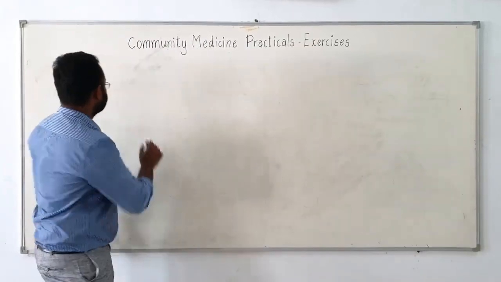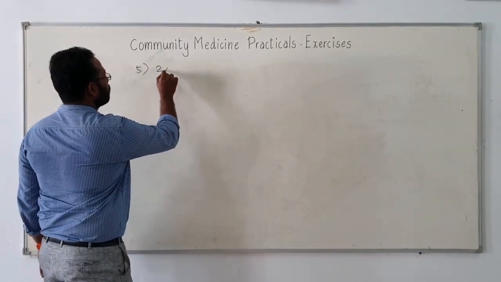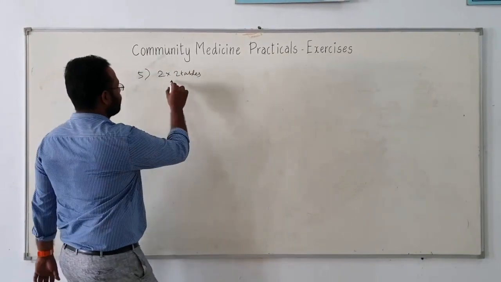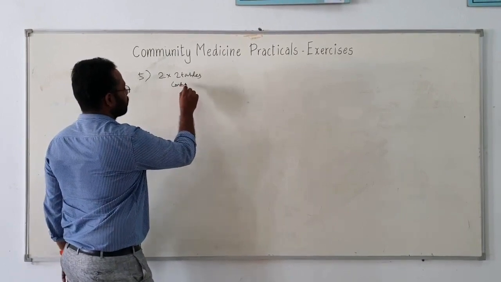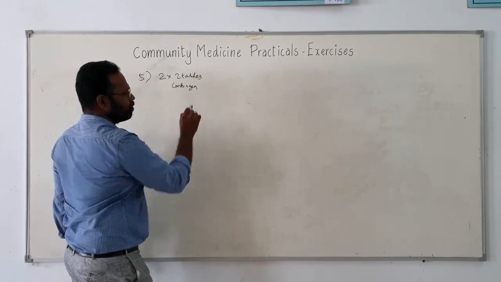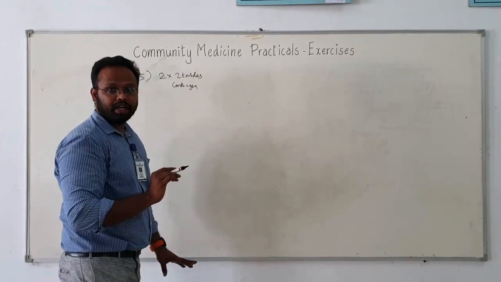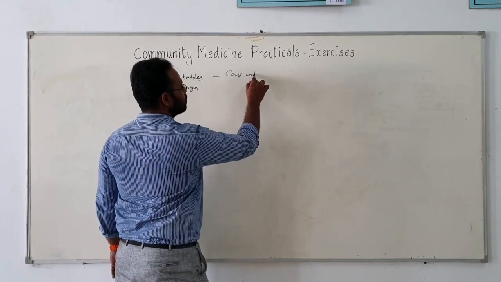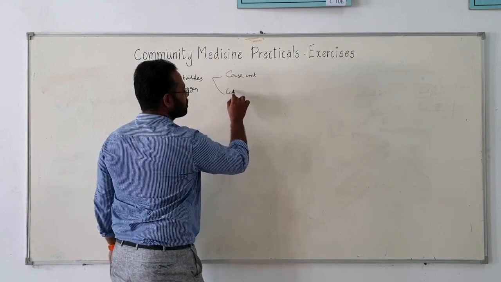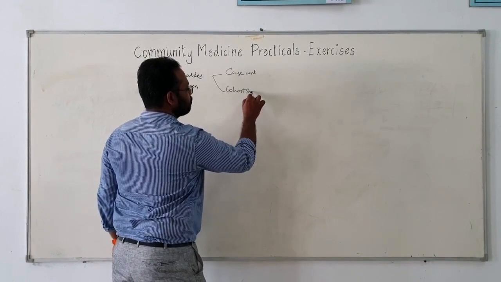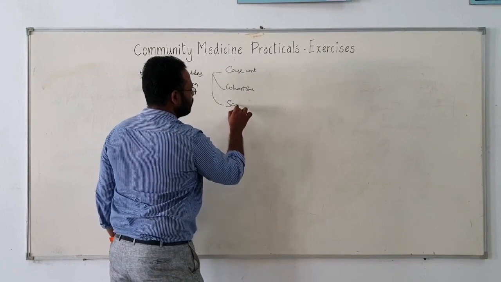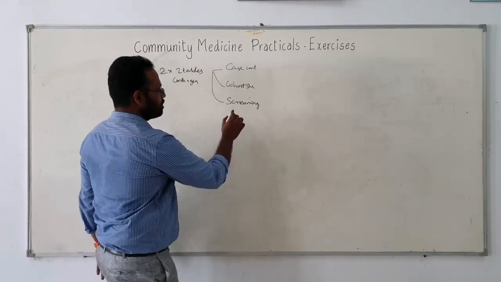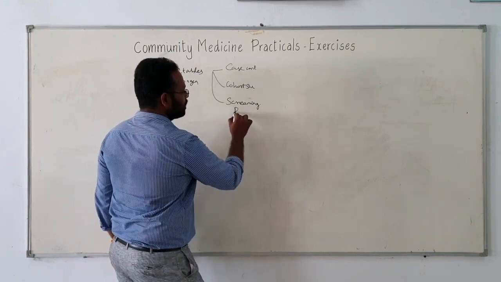Now the fifth problem is about 2×2 tables, or contingency tables as we say. With the 2×2 table we have 3 different kinds of problems. One is for case control studies, one is for cohort studies, and the other is screening calculations, that is, diagnostic test calculations.